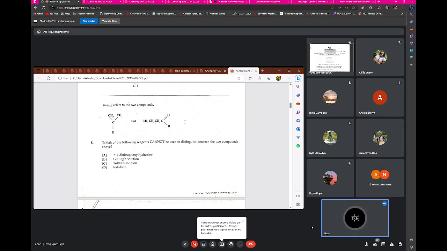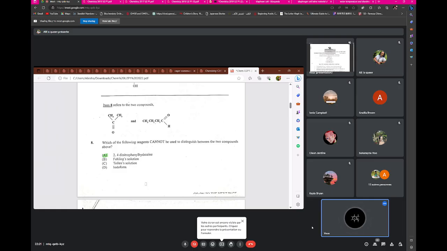Alright. So which of the following reagents cannot be used to distinguish between the two compounds above? This is an aldehyde and a ketone, so what can't be used? Isn't it A? Yes, sir, A. Because dinitrophenylhydrazine will give an orange precipitate with both of them, so it's not going to distinguish anything.